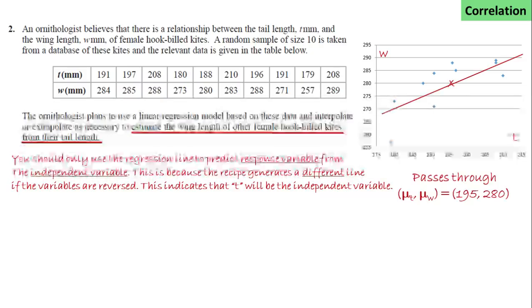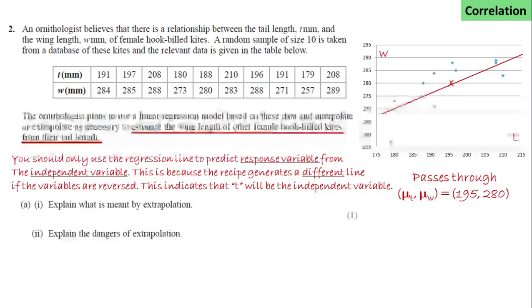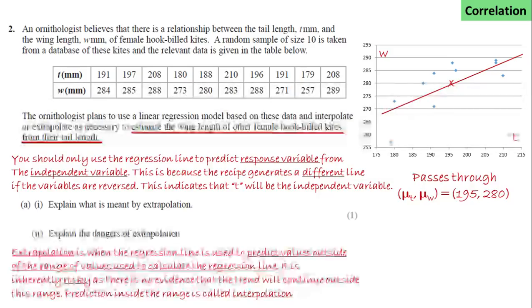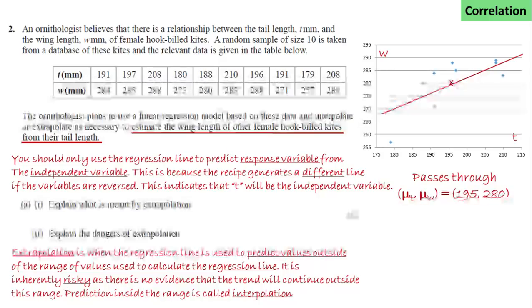Here's a picture. The regression line will always pass through the average of the t values and the average of the w values, and it will cut through the various plotted points. You're asked, what's extrapolation? Extrapolation is when the regression line is used to predict values outside of the range of values used to calculate the regression line. It's inherently risky as there isn't evidence that the trend will continue outside of the range. Prediction inside the range is called interpolation and it's statistically safe.